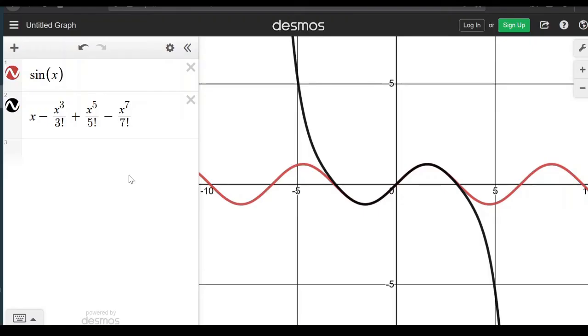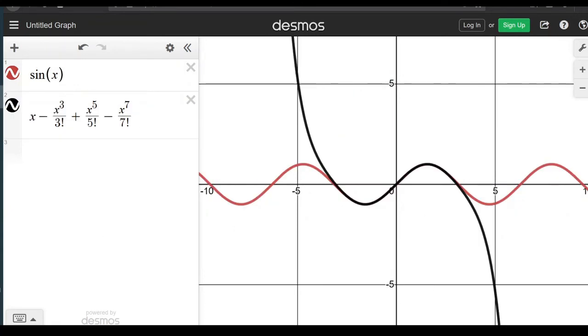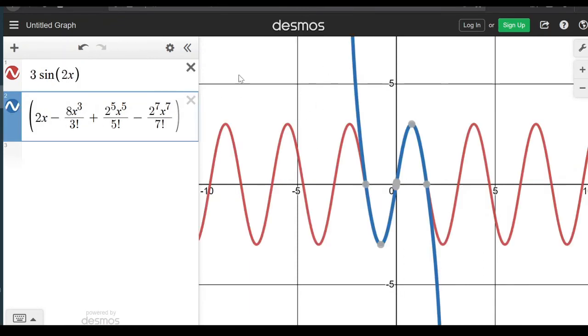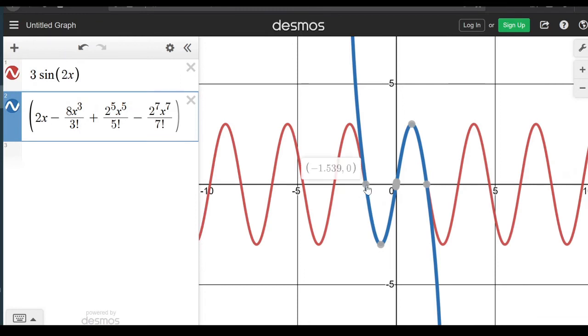For example, let's compare the Taylor polynomial approximation of the function sine of x to the function 3 sine 2x. Now, these two graphs have exactly the same scale, but notice that the 7th degree Taylor polynomial remains much closer to sine of x for a much longer period of time than if I had 3 sine 2x. This one remains a good approximation until about x equals -3, versus basically half that, x equals -1.5.